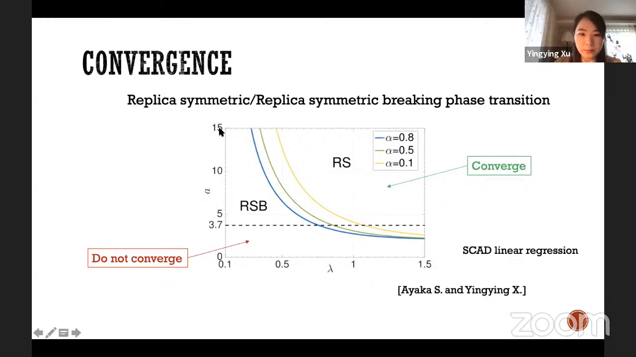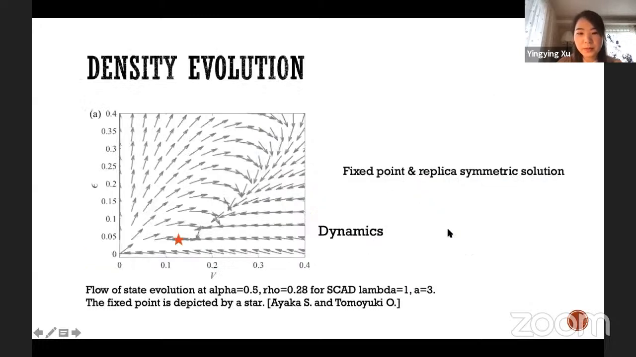We found that in the parameter space of a and lambda, there's a phase transition between replica-symmetric and replica-symmetry-breaking, depending also on the parameter alpha. So the algorithm easily converges in the replica-symmetric region and does not converge in the replica-symmetry-breaking region. This was known before, but we proved this again with this SCAD problem.